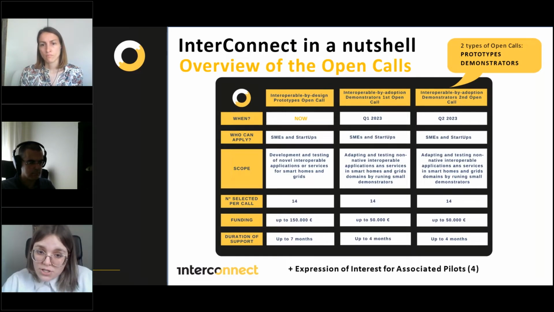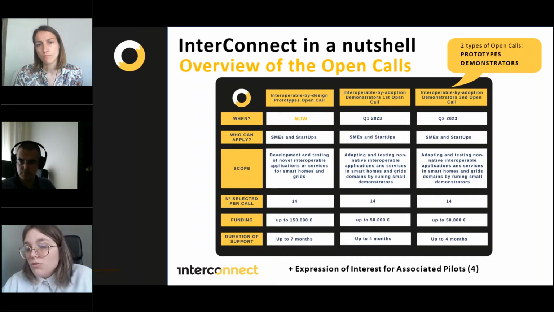The scope changes a bit. With the open call that we have open at the moment, what we intend is to develop and test novel interoperable applications and services for smart homes and grids. In the later two open calls about demonstrators, what we intend is to adapt and test these non-native interoperable applications and services by running small demonstrators. The number of selected projects is the same for the three open calls. This will be 14, and there is a variation in the funding and in the duration of the support.